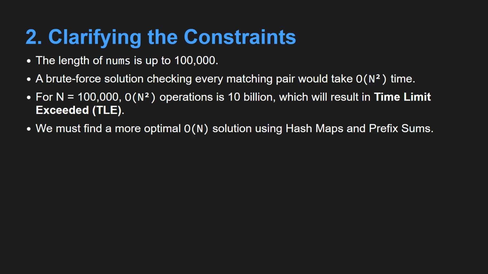Let's clarify the constraints. The length of the nums array can be up to 100,000. If we use a brute force approach, calculating the distances directly for every matching element, the time complexity would be O(n^2). For n equals 100,000, that is 10 billion operations, which will definitely result in a time limit exceeded error. Therefore, we must find a more optimal approach, ideally O(n) time complexity, using hash maps and prefix sums.